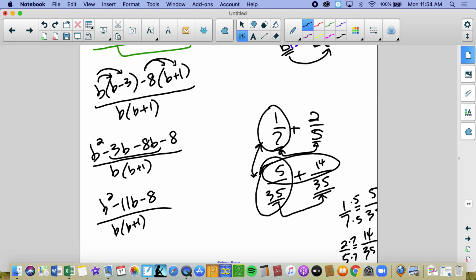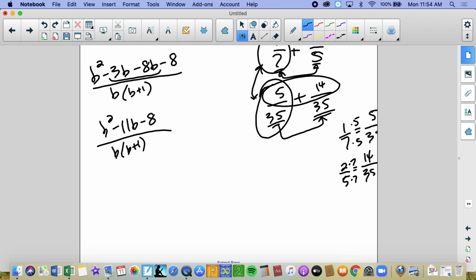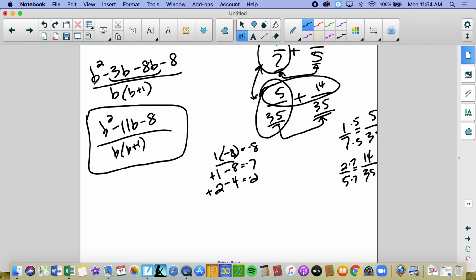So we want to see, is that factorable? Can we factor the top? We would do a times c. a is 1, c is negative 8. Are there factors of negative 8? 1 and 8, 2 and 4. The signs are different, and the bigger's negative. Either of those my middle? Nope. So this is simplified to the best of our ability at the moment.